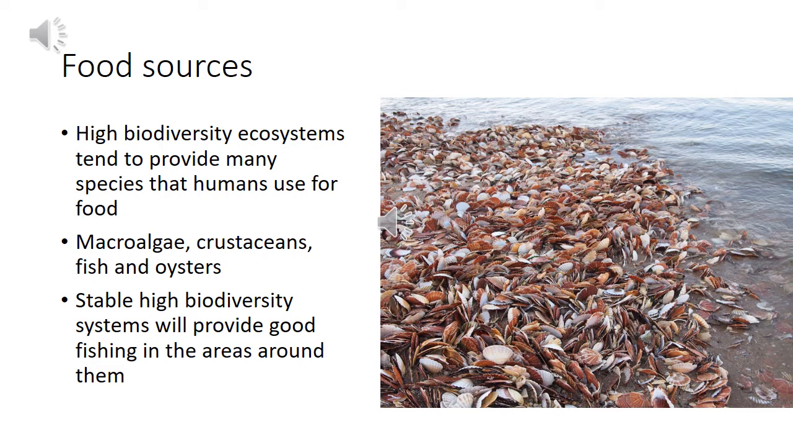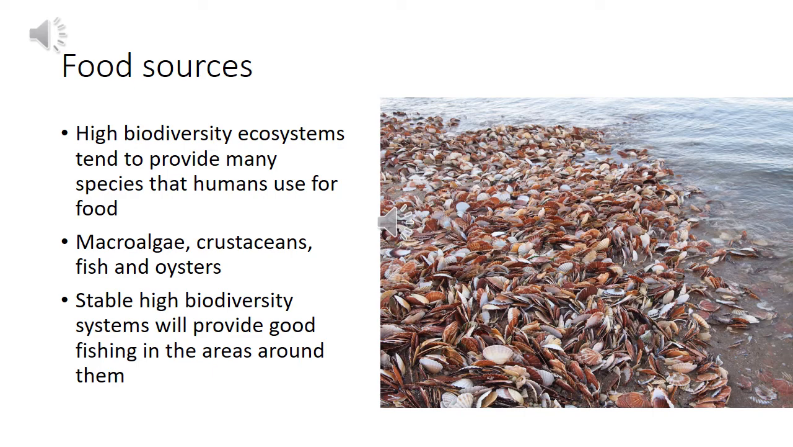High biodiversity ecosystems tend to provide many species that we humans use for food. That could be macroalgae, crustaceans, fish, oysters, or many of the other species that we like to eat. So having a stable high biodiversity system tends to provide good fishing in the area around them.